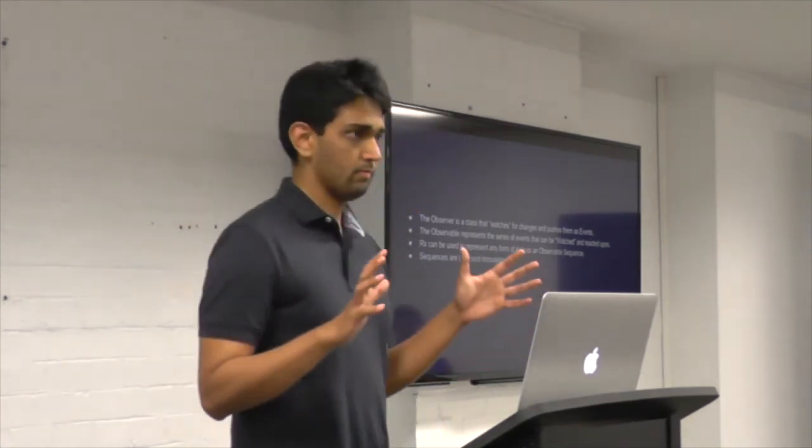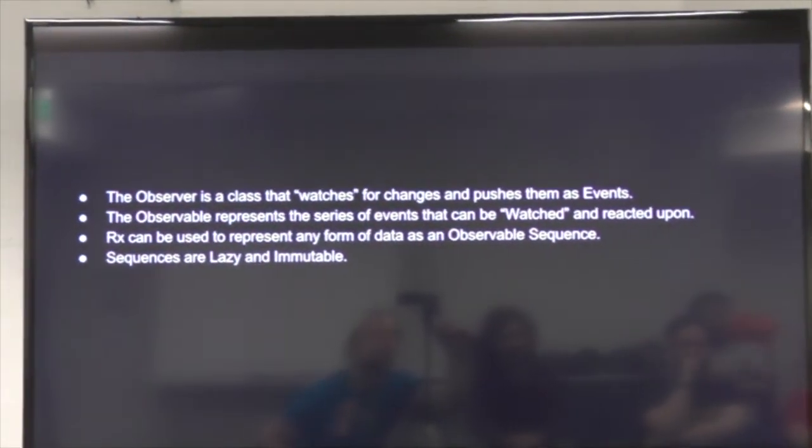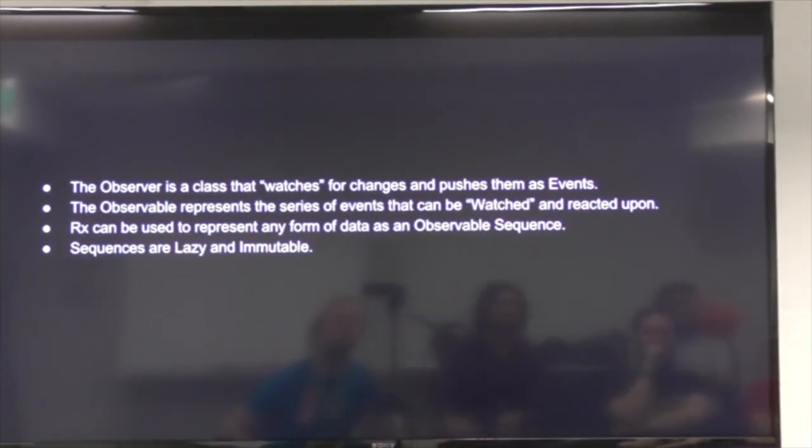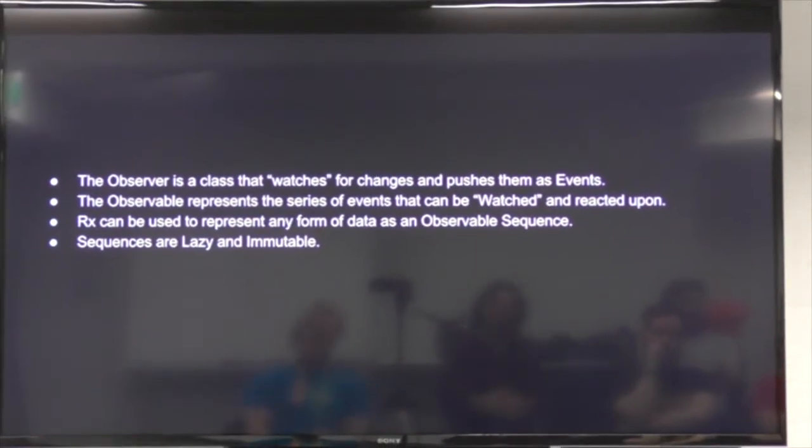So it introduces two classes. One is an observer, and the other is an observable. The observer is a class that watches for changes and pushes data. So say for example, you want to abstract over file disk IO. You have an observer that watches for the disk IO and triggers events based on particular statuses surrounding the file system events.